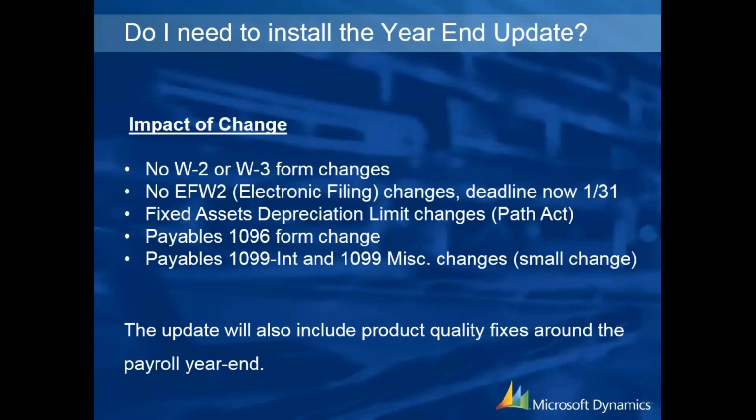So as you can see, there was a bit of a depreciation change. I want to say it's with luxury autos, though, so I don't know that it may affect a lot of people. There was a 1096 form change, but I think it's very slight. And then, again, a small change if you have any 1099 interest vendors. So for the most part, not huge changes this year.